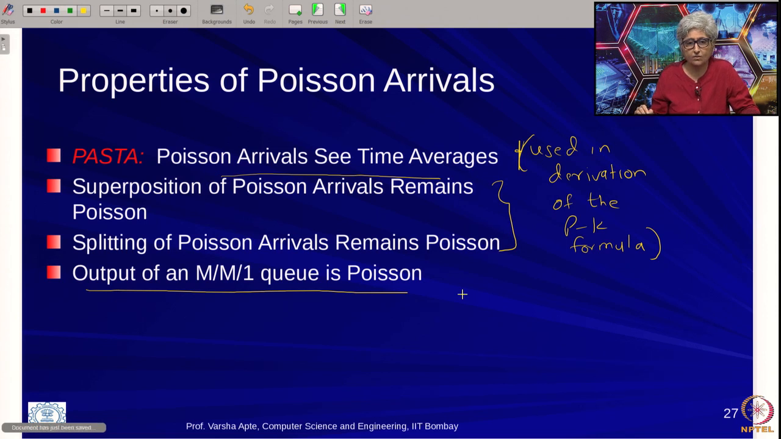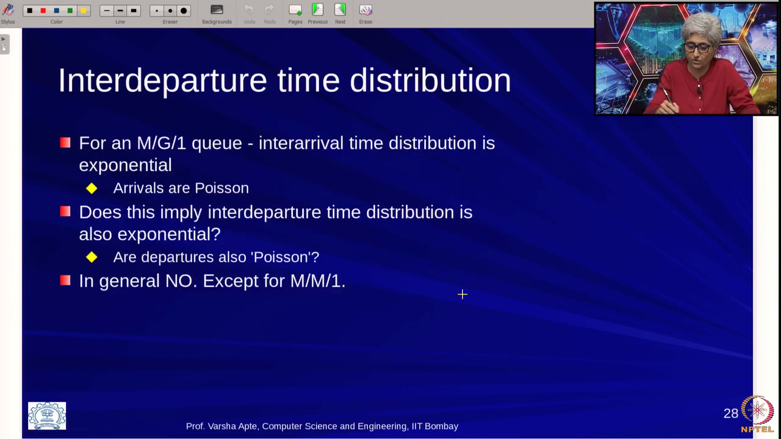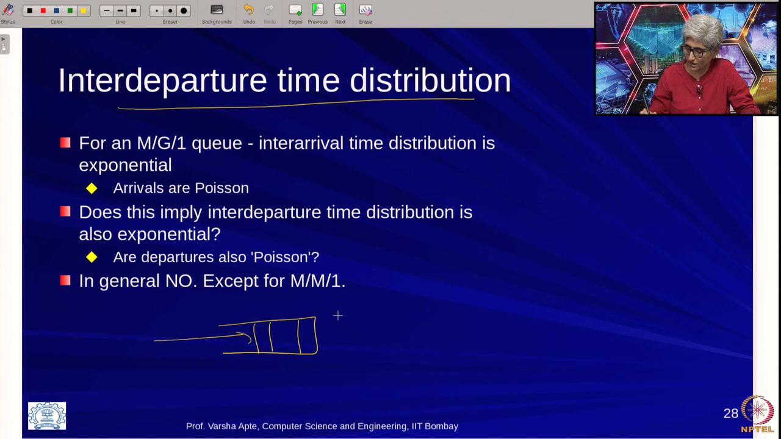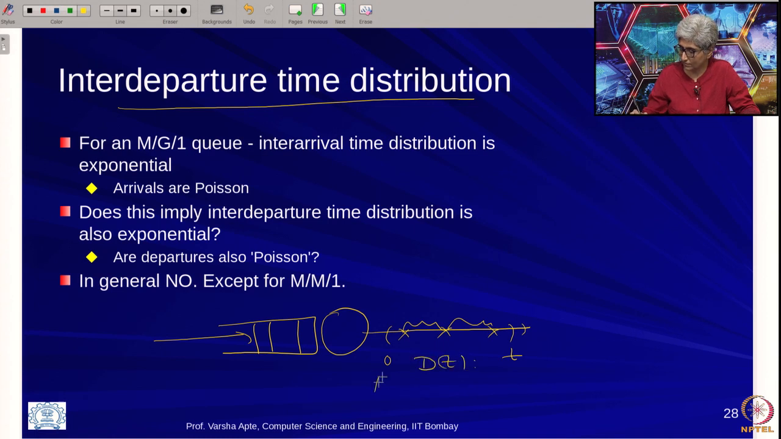So, what is this last property now? Basically it is about this inter departure time distribution. Okay, so, if you have a queue to which there are some arrivals, and let us imagine that we are looking at a departure timeline here, there are going to be some departures between let us say some time 0 to t. We can ask both questions, what is the inter departure time distribution, or if dt is the number of departures in time 0 to t, we can also ask what is the probability distribution of this number.